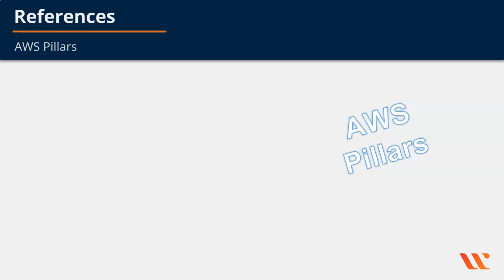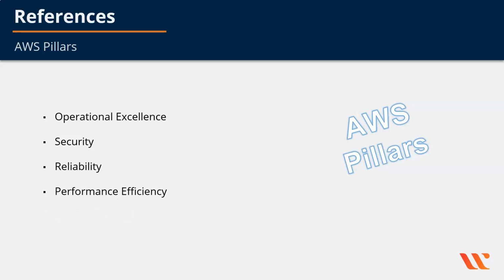You should be aware of AWS pillars, and those are operational excellence, security, reliability, performance efficiency, and cost optimization. These are the core fundamentals that you should keep in your mind while answering the questions.